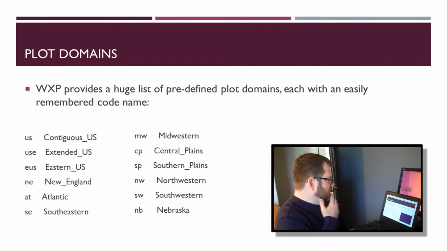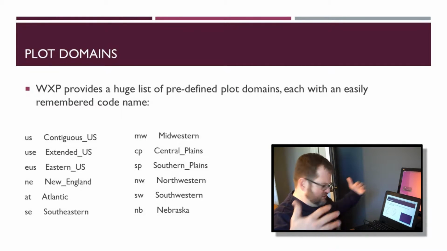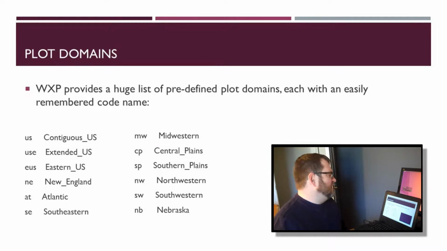All right, what else we got here? That region code that we used, minus plot domain, minus PD equals, WXP provides a huge list of these kinds of codes. And for example, we could use US for United States or USE for an extended one, which extends out into the oceans a little bit. EUS for Eastern United States, there's NE for New England, AT for the Atlantic, SE for Southeast, all the way through here, Northwestern, Southwestern, etc. NB, strangely, for Nebraska. But there are maybe 100 of these domains already defined.